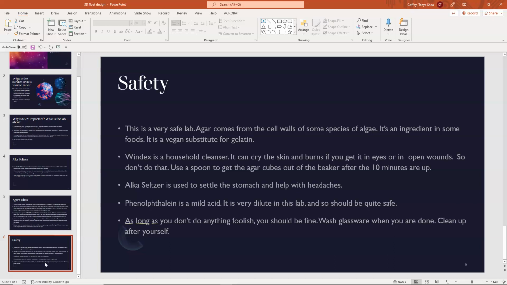Alka-Seltzer is a painkiller and it helps settle the stomach, but don't consume the Alka-Seltzer in today's lab. So make sure to just pour anything that you're not using down the drain and throw away the agar cubes. And phenolphthalein is a mild acid, but it's very dilute in this lab anyway, so you should be super safe with this. So wash the glassware when you're done, clean up after yourself, and have fun with it.